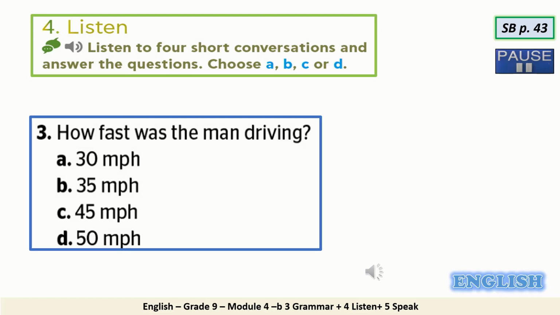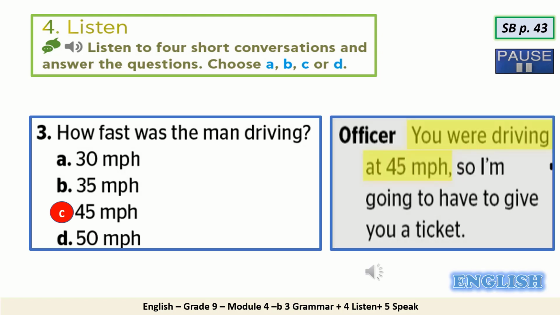Number three, how fast was the man driving? The answer is C, 45 miles per hour. How did you know?